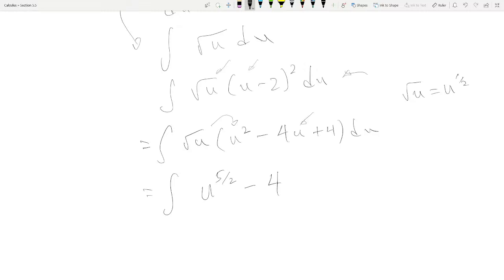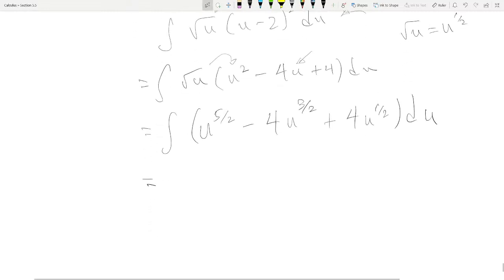This u here is like having u to the 2 over 2. It's u to the first power, which is 2 over 2. I add a half to that, I get u to the 3 over 2, plus 4 u to the 1/2, all times du. And now I can integrate.